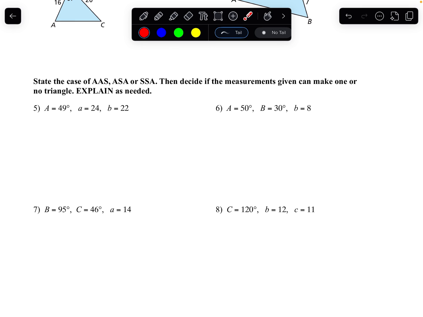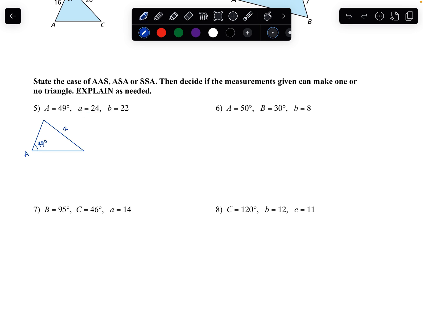For these next 4 right here, it says state the case of angle, angle, side, angle, or side, side, angle. Then decide if the measurements given can make one or no triangle. So let's go ahead and try this one. I'm just going to draw a triangle. It's not going to be to scale, and the angles aren't going to be as they are. I'll mark this as angle A, so that would be 49 degrees. And remember that opposite to angle A is side A, meaning that this would be 24.